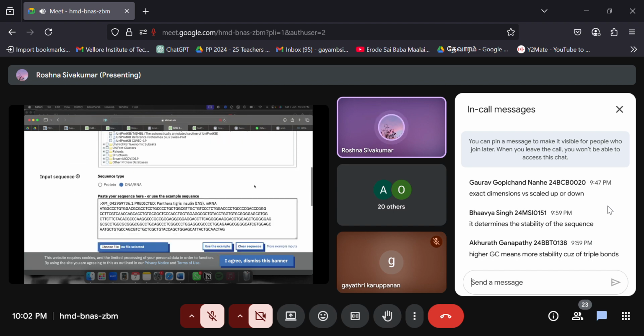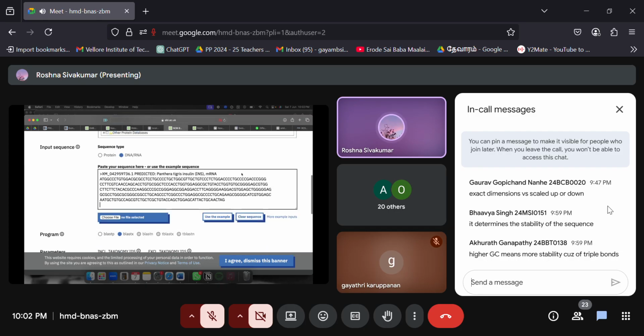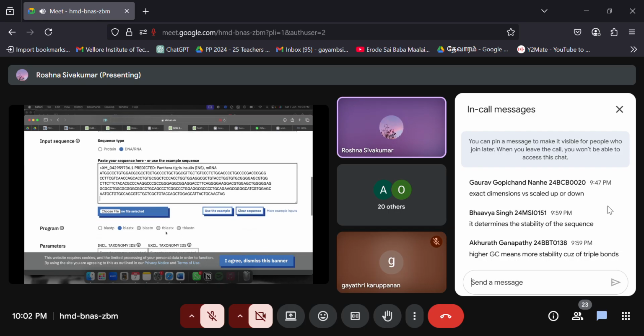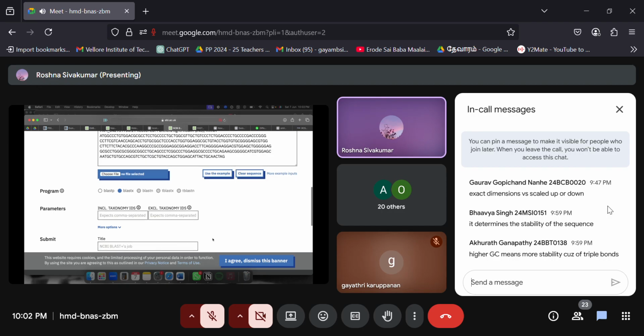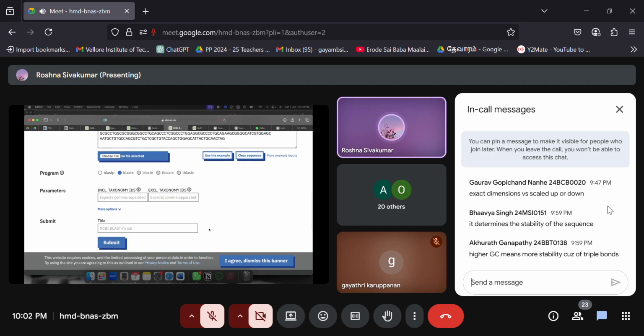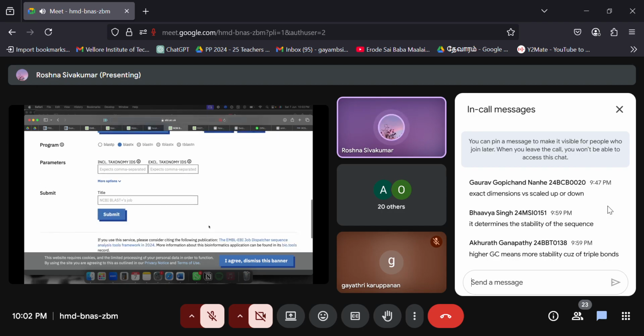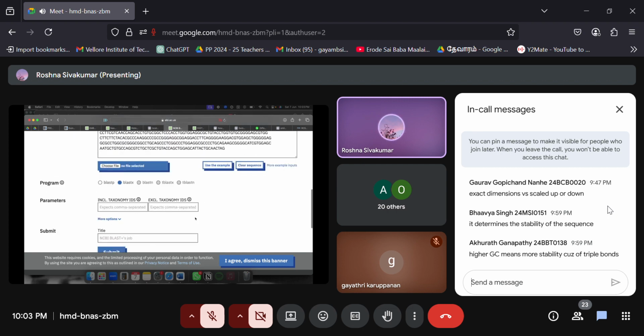Again, I have put the tiger's insulin gene here. This is a nucleotide sequence. If it's a protein sequence, we'll be using BLAST P, and if it's a nucleotide sequence, you will be using BLAST X or BLAST N, whatever it is. And like I said, parameters are best left unattended, I guess.